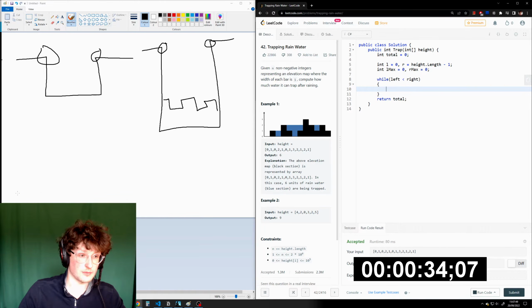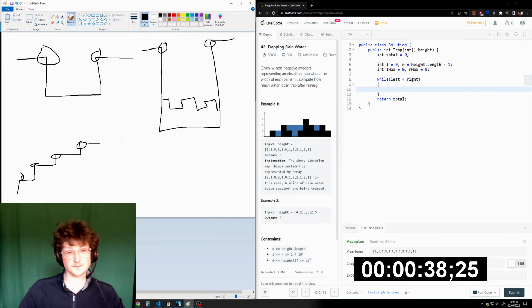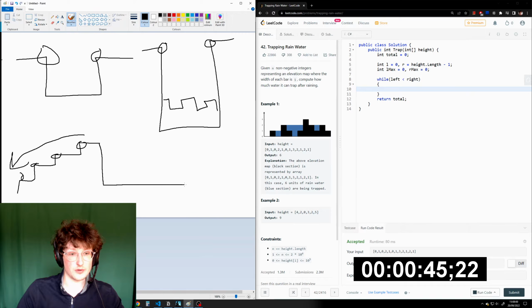And let's draw another example. Let's say we have like a staircase up here. We store a new max height in the left at each point. If we're storing a max, we don't store water. Why is that? Because the water will just run down the side. Finish off this example here.